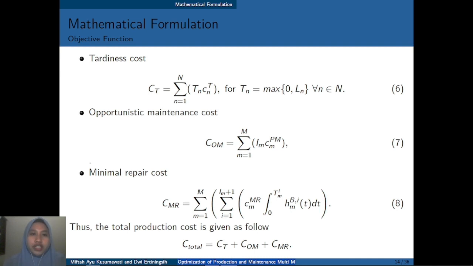The objective function in this scheduling problem is to minimize the total production cost, which consists of the tardiness cost, opportunistic maintenance cost, and minimal repair cost.